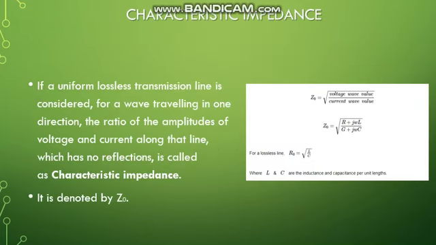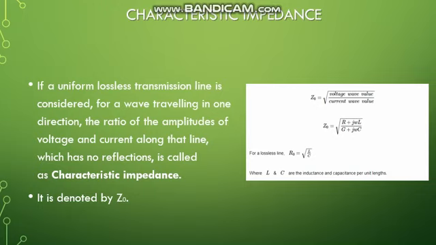Then we go through the characteristic impedance. If a uniform lossless transmission line is considered for a wave traveling in one direction, the ratio of the amplitudes of voltage and current along that line, which has no reflection, is called the characteristic impedance. That means R naught equals root over L by C.